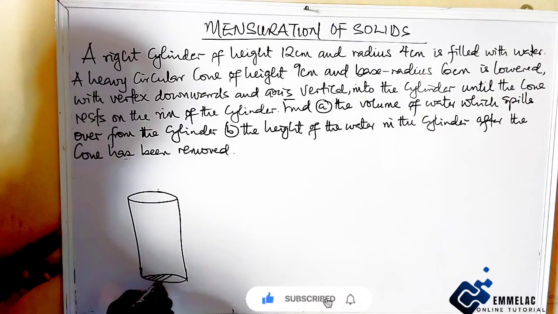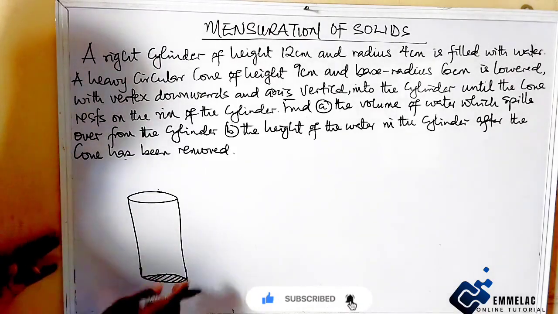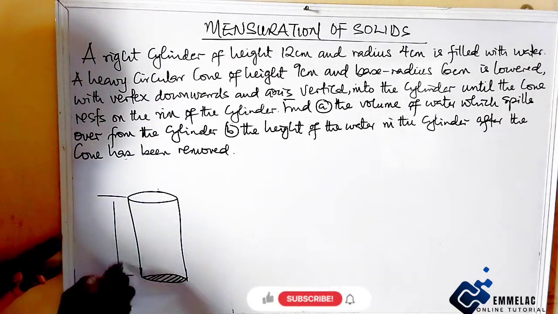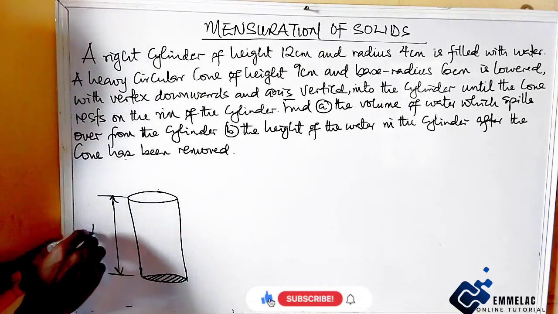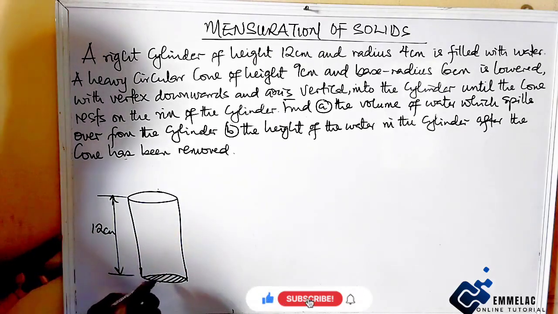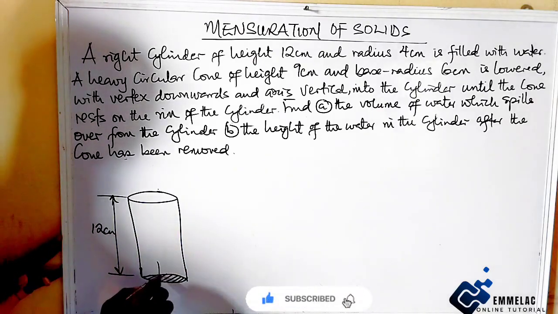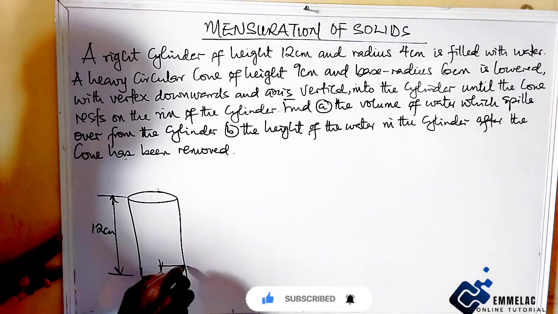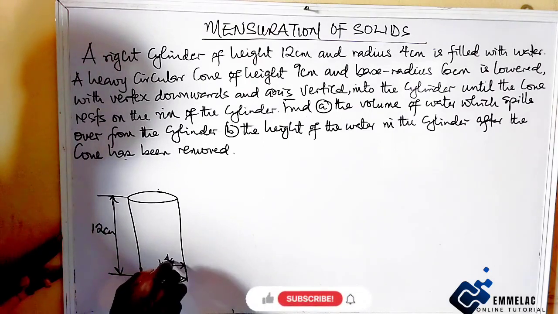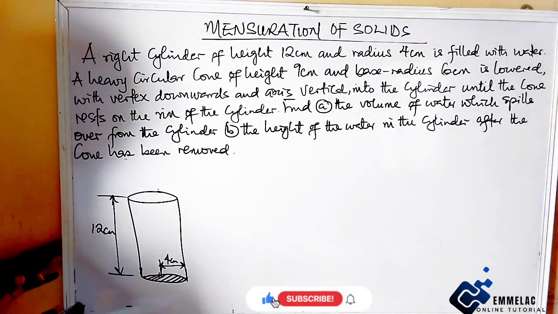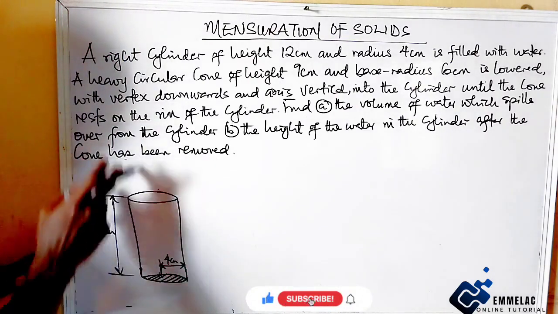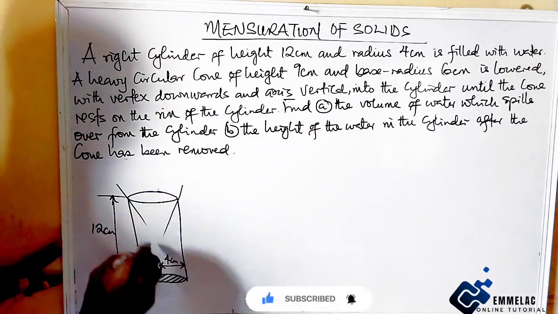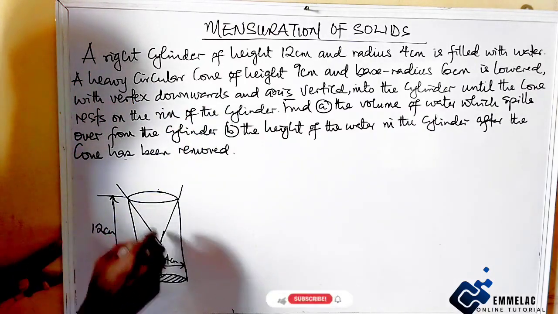Now a right cylinder, it means one of its ends is closed. Now the height is given as 12 centimeter, and the radius, as in here is the radius, is 4 centimeter. Okay, and a cone is lowered into this, and the vertex faces downward, so it's something like this.